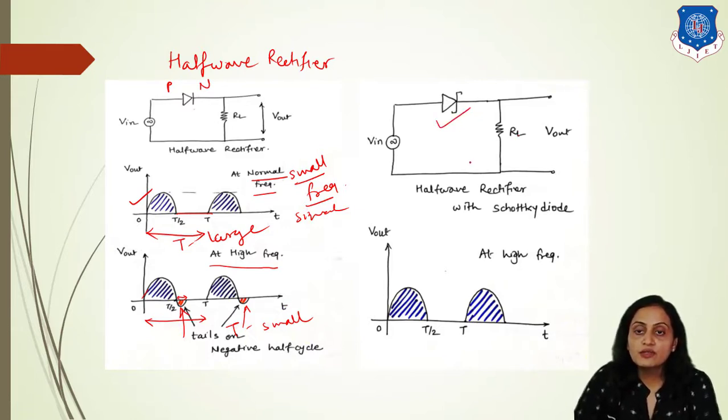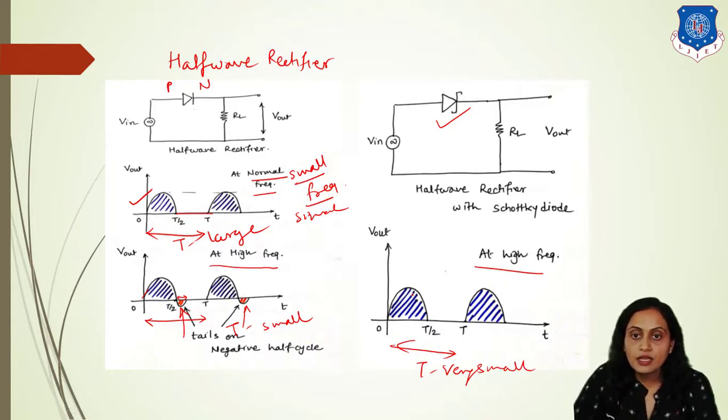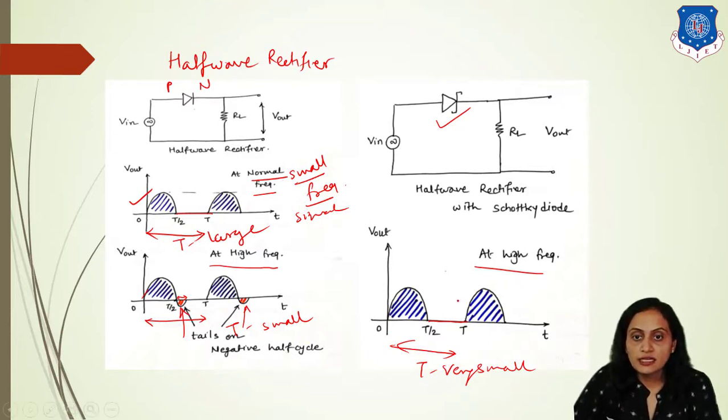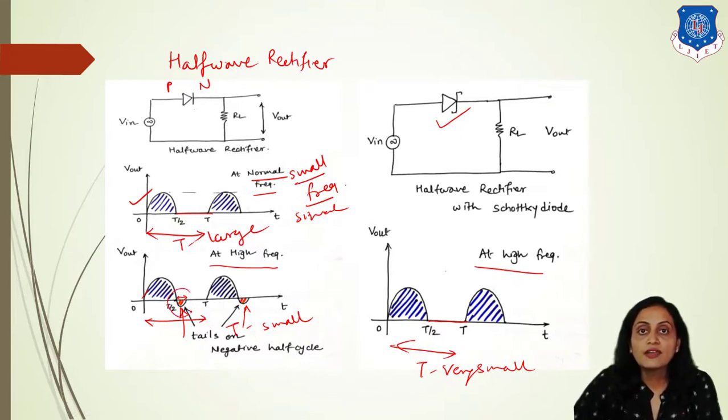So the half wave rectifier with the Schottky diode is shown, and this signal is a high frequency signal. That means this time period T is very small, and even then we will get the pure half wave rectified output. So during the negative half cycle we are getting zero output only. No current can be seen during this negative half cycle. So there is no tail on the negative half cycle. This is a problem with the normal PN junction diode when we are working with a high frequency signal. That is why the Schottky diode is used when we are designing a circuit for high frequency signals.